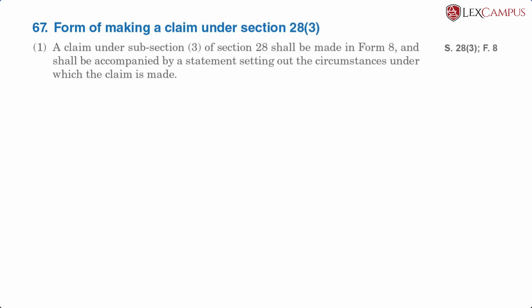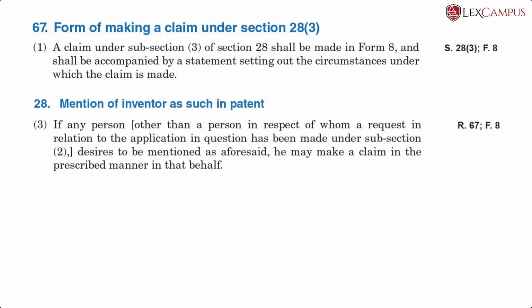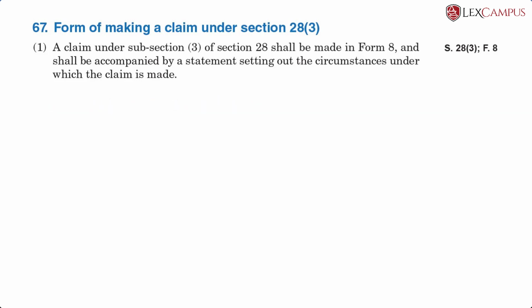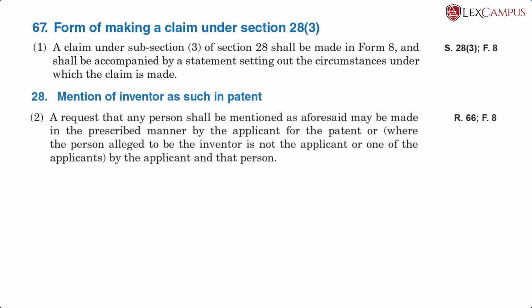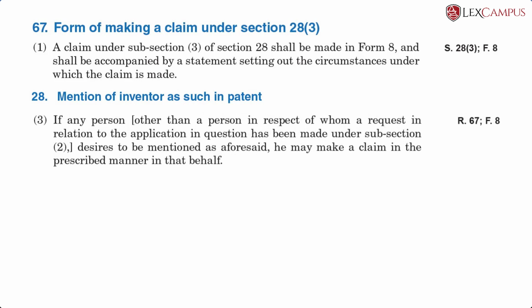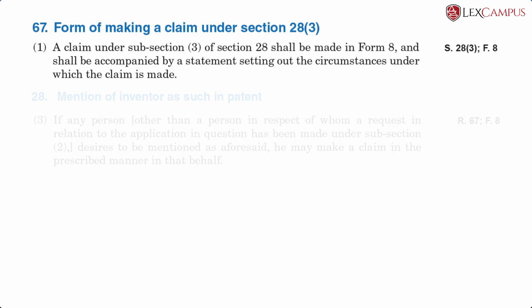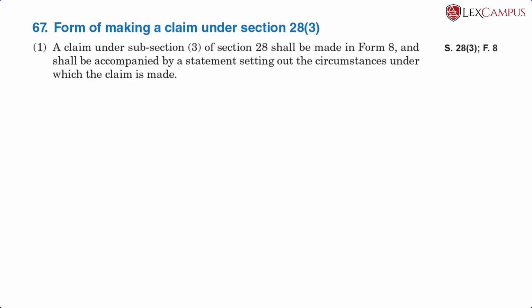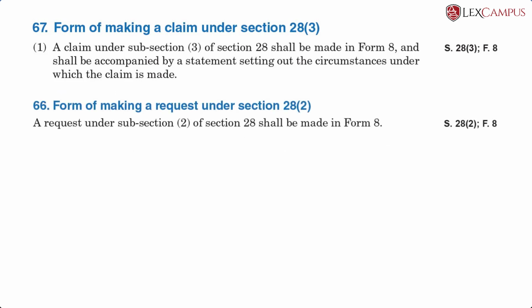Rule 67(1) tells us that a claim under 28(3) shall be made in Form 8 and shall be accompanied by a statement setting out the circumstances under which the claim is made. The statement and claim is not required under a 28(2) proceeding because they are connected parties. You are either an applicant or the alleged inventor, so you are connected to the proceeding. In 28(3), it is a third party who is making it, that is why we require a statement. So, the difference between Rule 66 and 67 is that because 67 involves a third party, a statement setting out the circumstances is required.